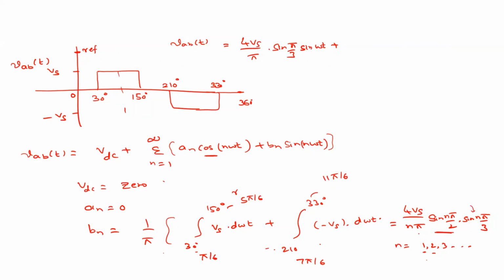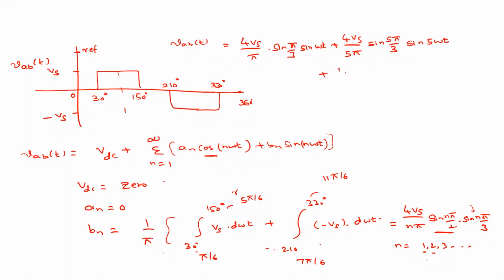The next term is n equal to 5. If we substitute n equal to 5, it will be 4 Vs by 5 pi into sine 5 pi by 2 into sine 5 pi by 3. What is sine 5 pi by 2? It is 1. So you are left with sine 5 pi by 3 into sine 5 omega t. Agree?